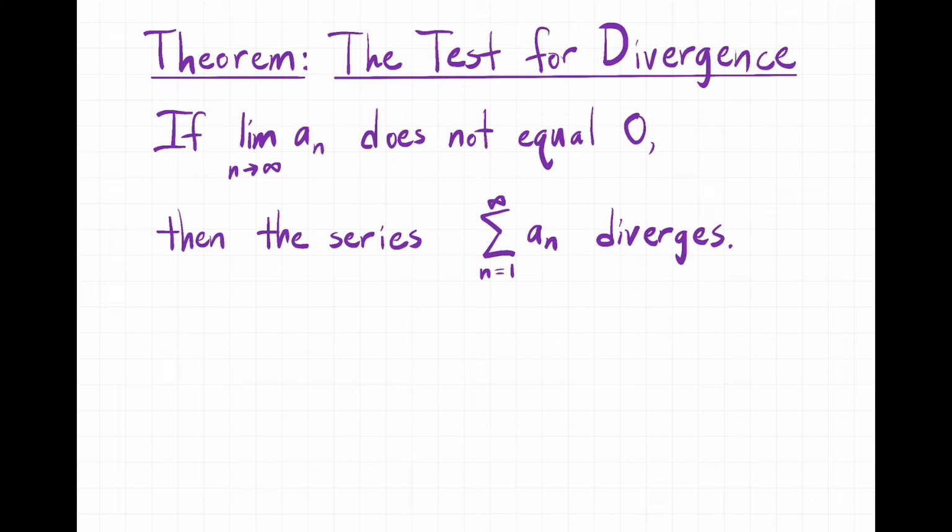So if the limit of those individual terms either goes to infinity or approaches some other number other than 0, or if that limit doesn't exist at all, then your series cannot converge. A very important thing to note here is the converse is not necessarily true.